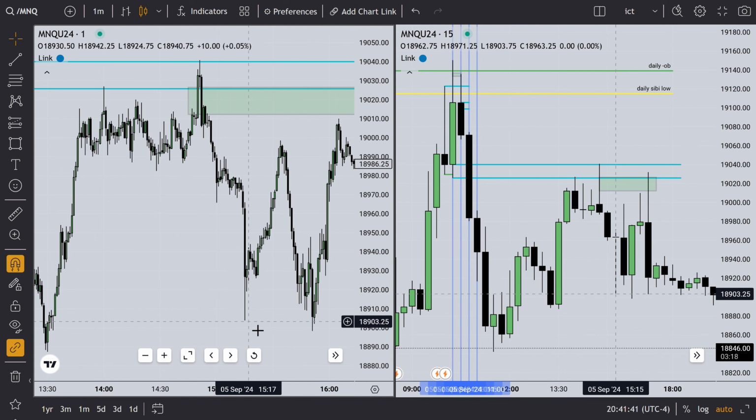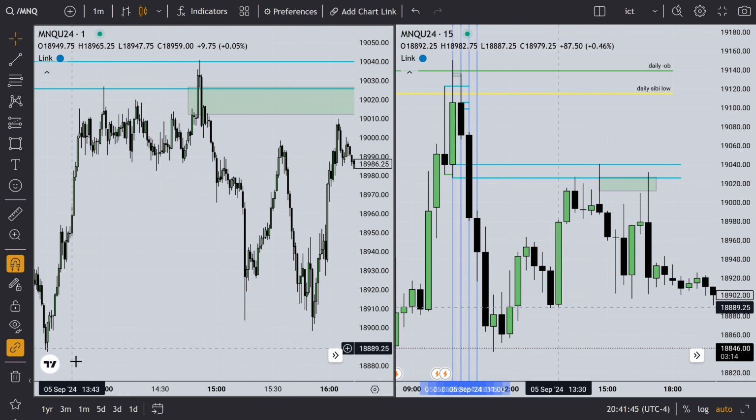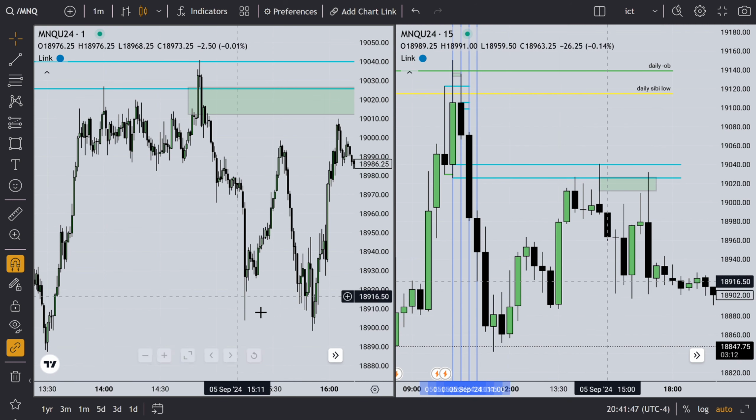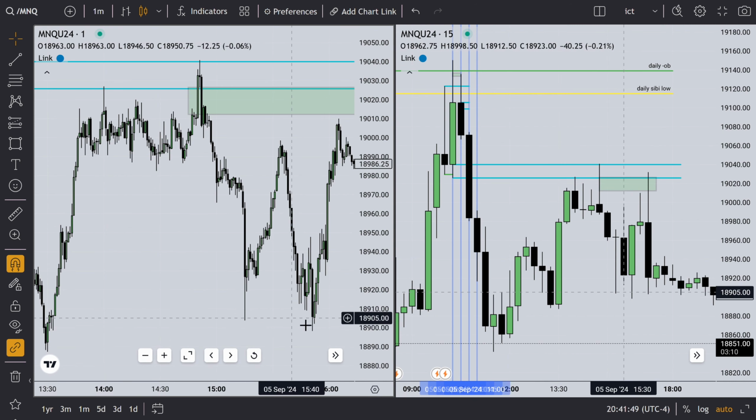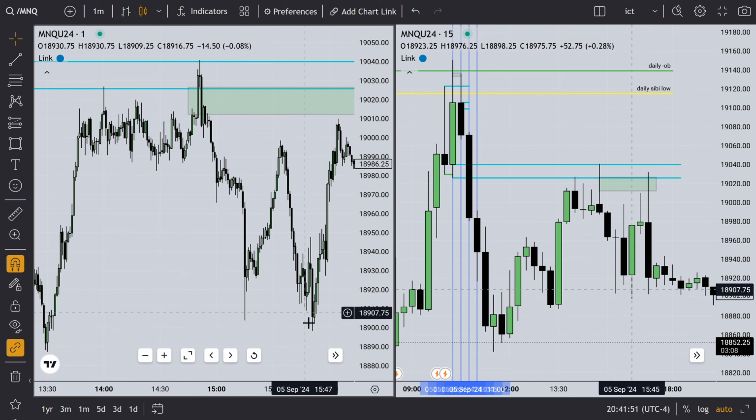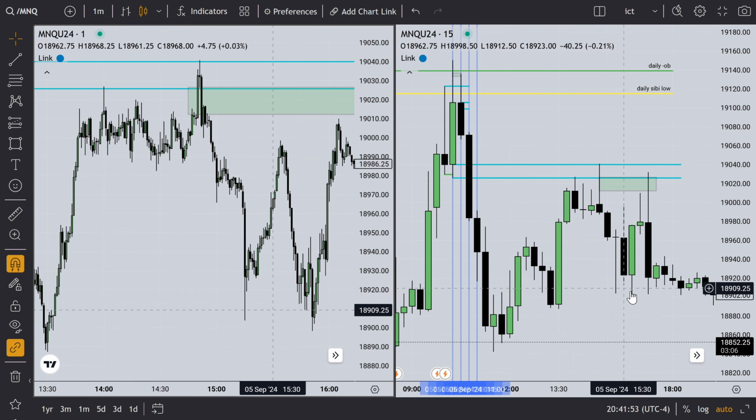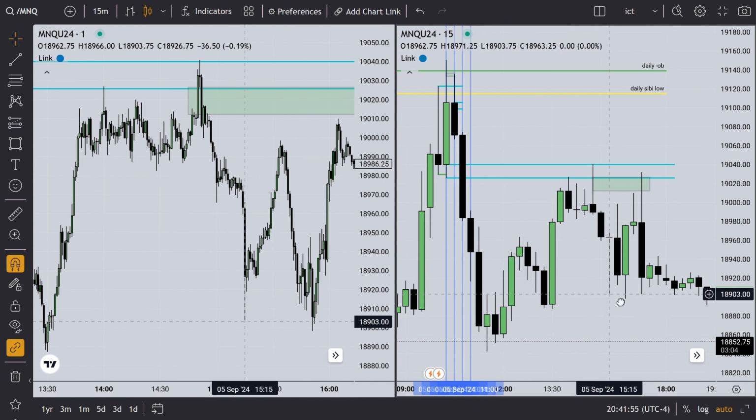Even if you got out early or whatever, or your target was down here and it didn't get reached, always take partials below lows. Always. That's a mandatory thing you must do.